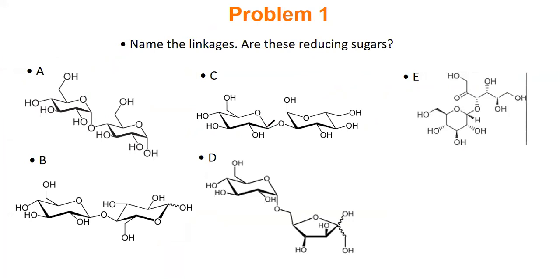So C, let me do this really quick here. So C is pointed up, up, anomeric, anomeric. That's 1, 2. That would be beta 1, 2, reducing.